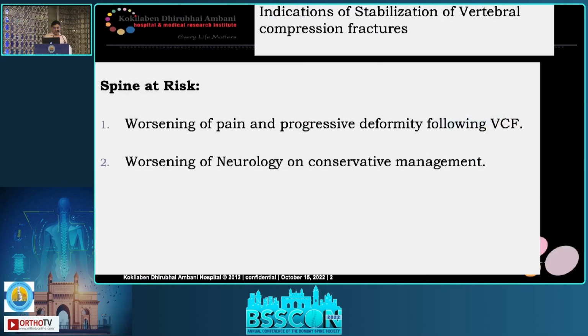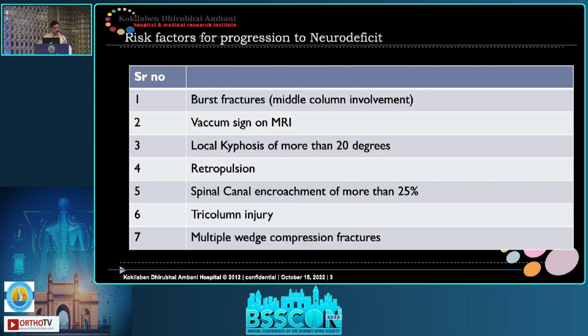We'll discuss when do these fractures need stabilization, which are the patients who will progress to neurological deficits, and what are the options available with you. So we came with a paper where we published the spine at risk signs in patients with osteoporotic fractures, and we came up with the 7 signs.